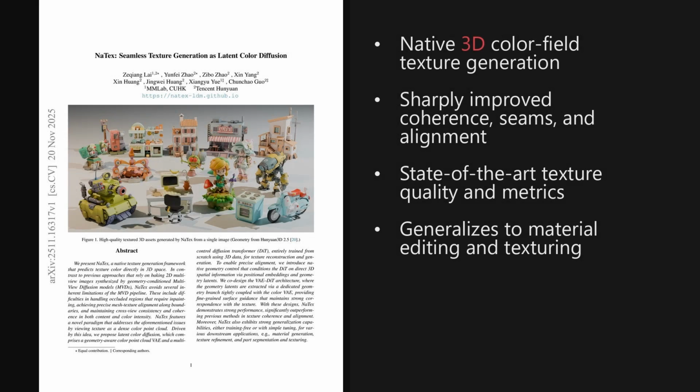So the big takeaway is that treating texture as a three-dimensional color field, with a geometry-aware autoencoder and diffusion transformer, largely fixes occlusions, seams, and misalignment in texture generation. More broadly, it hints that many graphics tasks may move to native three-dimensional diffusion.